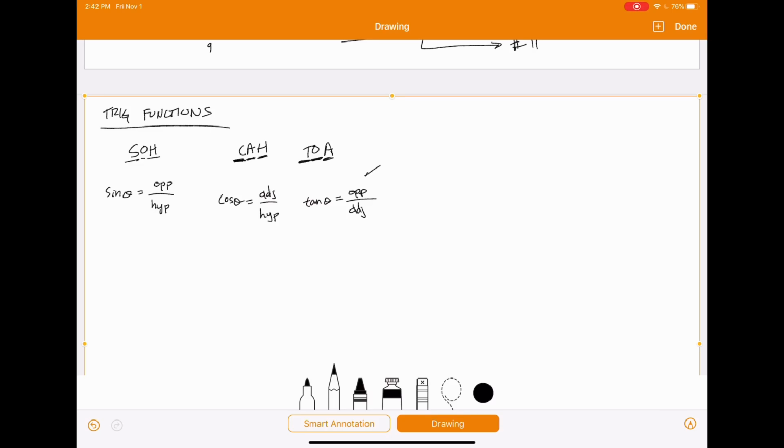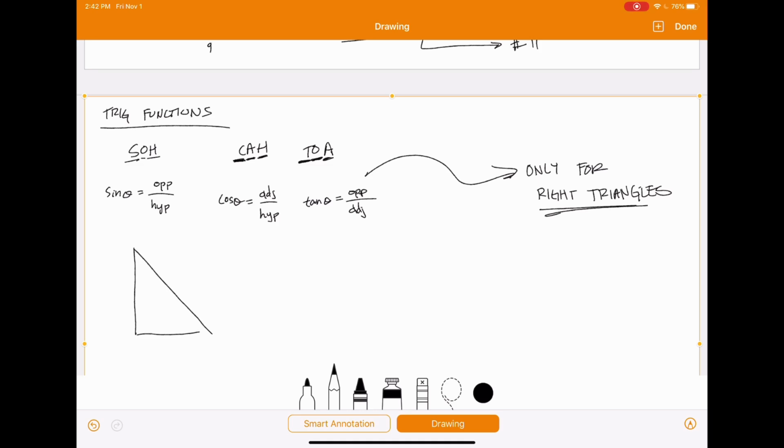Again, these are only for right triangles. Don't try to use them anywhere else. It won't work. So if we look at this right triangle here, so 90 degrees, and we're looking at this angle here, with respect to that angle, this will be your opposite side, this will be your adjacent side, and this will always be your hypotenuse.